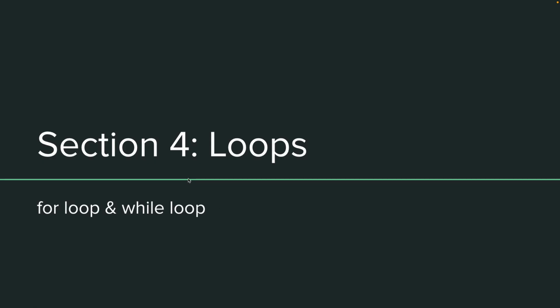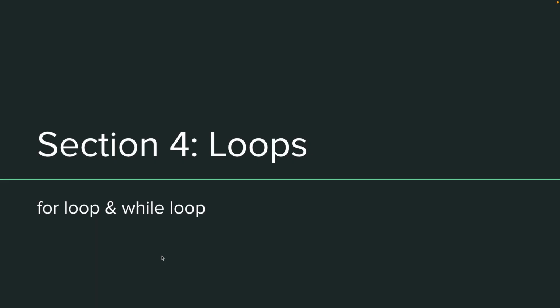The fourth section of our Python crash course is about loops. Imagine you want to print a message 10 times. You could write the same line 10 times, but that's not smart. Instead, we use loops. Loops let your code repeat automatically until a condition is met. Let's explore the two types of loops in Python, for loop and while loop.